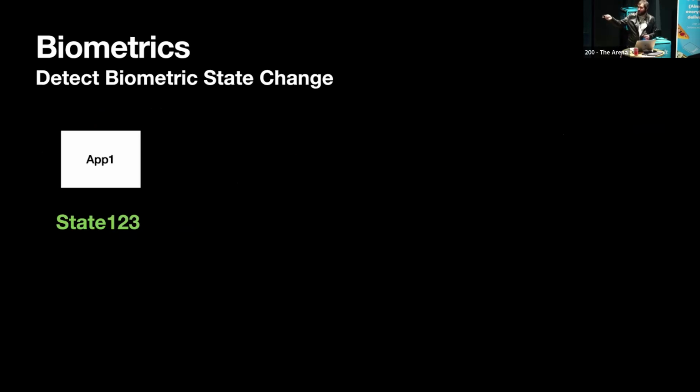For example, you have the app and you have the state. It's a string, like 1, 2, 3 or something. This is just an example. And then you get something else, you know that your biometric signature has changed.